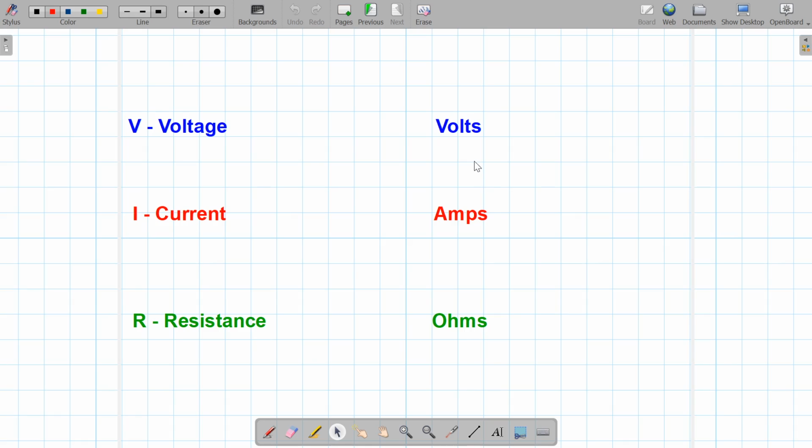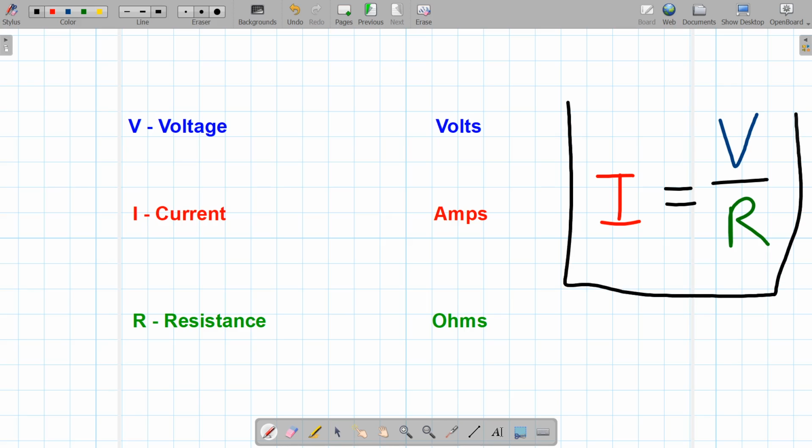Now, all three of these terms are related by a simple equation known as Ohm's Law. What Ohm's Law says is that electrical current, big I, is mathematically equal to the voltage divided by resistance. So this is an important equation that you will see whenever you're dealing with electrical circuits.